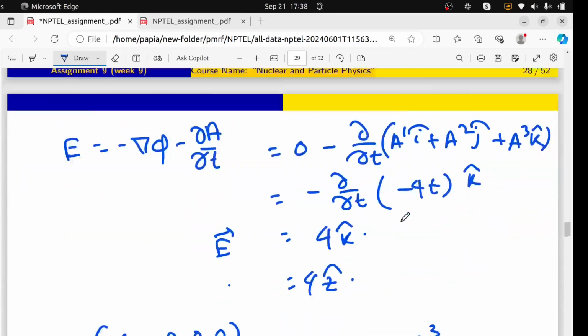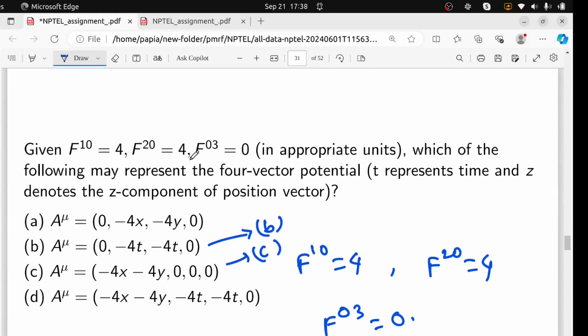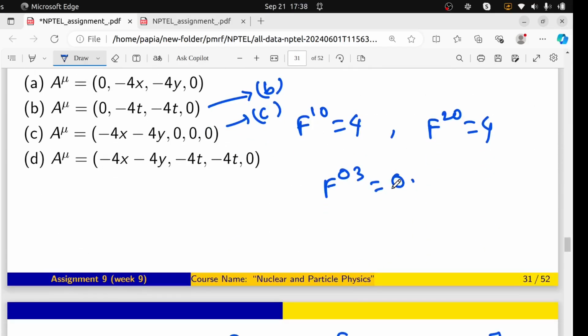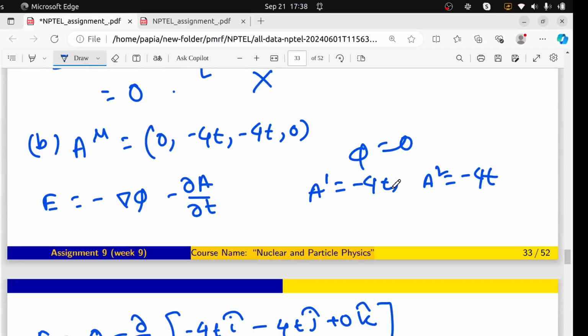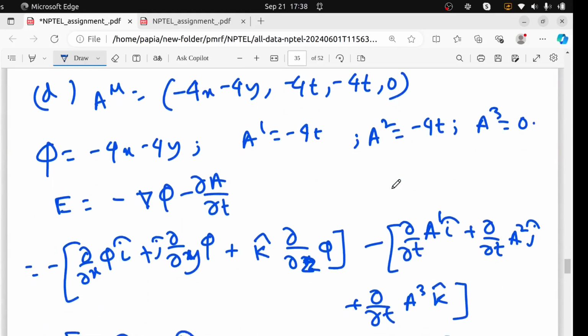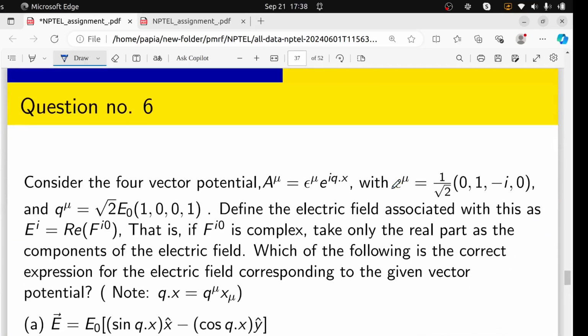The next question was exactly similar, just the values were different: F10, F204, F03 equals 0. In appropriate units, which of the following may represent the 4-vector potential? Here we have seen that B and C are the correct options, because we checked A, B, C, D each and every one, and found that B and C are the correct ones.